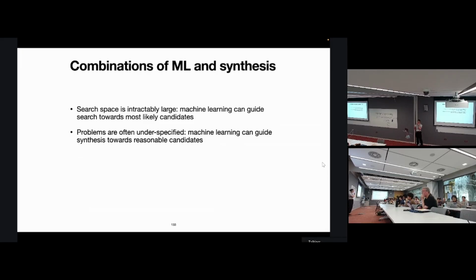So there is a whole world of work that combines machine learning with program synthesis. The reason is that the search space is intractably large, so it does make sense. The other reason is that programs are often underspecified. Heuristics learned from good programs are more likely to guide you towards a reasonable candidate if you've got an underspecified specification, rather than enumerative synthesis, which will just give you the shortest thing it's found, which is often the most stupid thing.